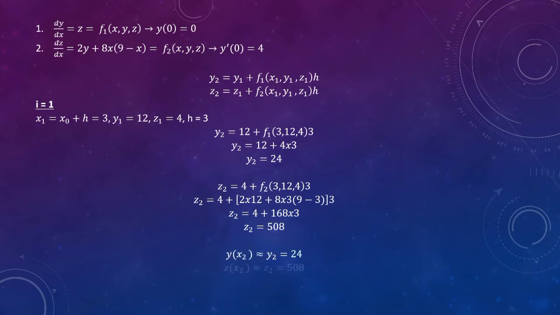So we are done. Let's summarize everything. For y sub 2, we have 24, c sub 2 is 508, and x sub 2 is 6. How did we get that? x sub 2 is equal to x sub 1 plus h, and we know our x sub 1 is 3 and our h is 3. Adding them together gives us 6 for our x sub 2.